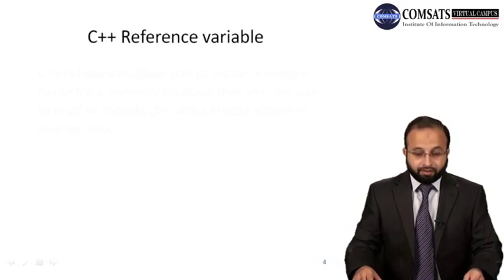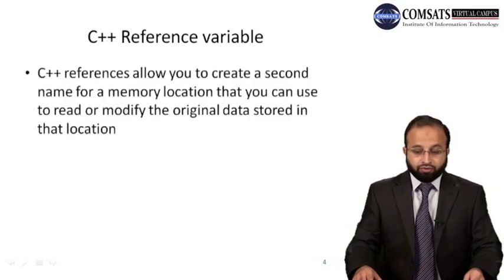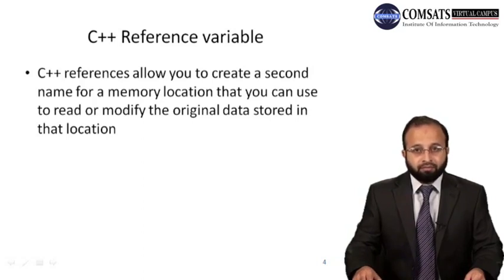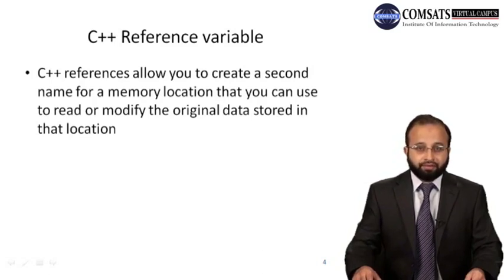These are static functions and static data members. C++ reference variables. C++ references allow you to create a second name for a memory location that you can use to read or modify the original data stored in that location. So you have a single name for a memory location, and how can you have another name? For example, if you declare an integer variable x, it will allocate 4 bytes for that integer, and using x you can access that memory. If you create a reference variable for that memory location, now you can access the same memory that is allocated for x with that reference variable.